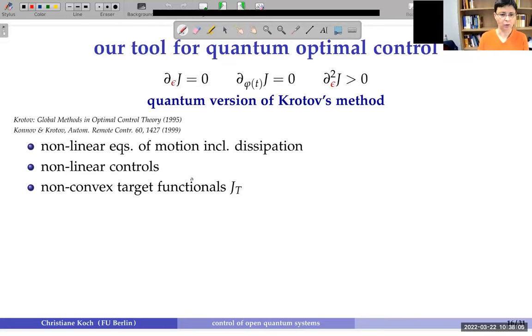And we can look at quite unconventional target functionals, so not just a specific state that we want to reach or a specific quantum operation that we want to implement. These are, of course, completely viable targets. But sometimes what you really care about may not be a specific state or a specific gate. And I'll get back to that later.